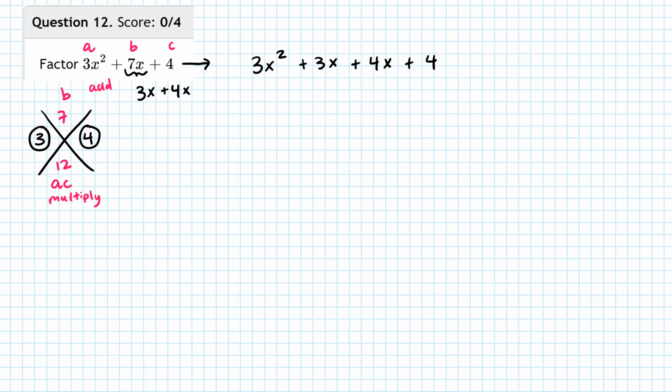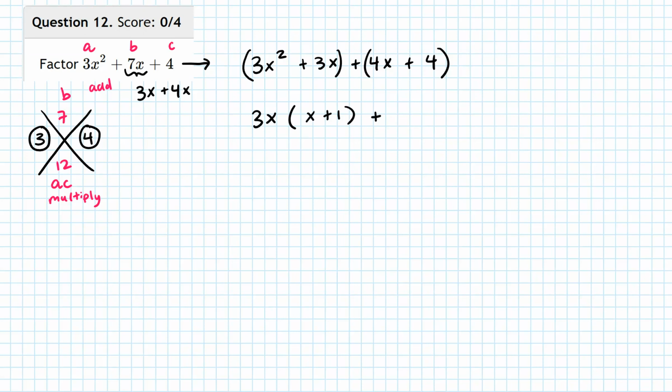And now we're going to utilize something called factoring by grouping. So the first two terms, I'm going to separate those out with a set of parentheses. And the second two terms, I'm also going to separate out with a set of parentheses. Now my goal is to factor out the greatest common factor out of each of those sets of parentheses. So in this first set of parentheses, both terms have a 3x in them. So I'm going to factor out 3x. And what's going to be left over is an x and then a plus 1.